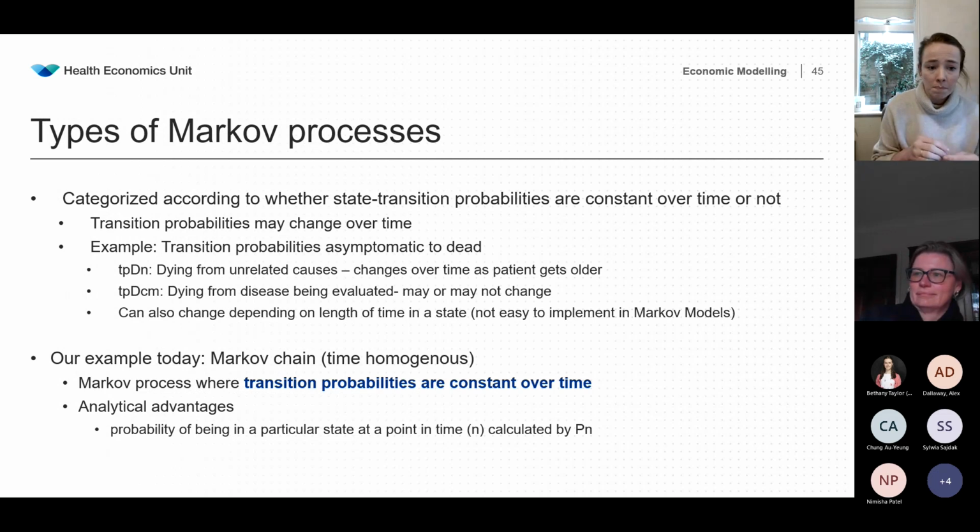Okay, so Markov models are categorized according to whether the transition state probabilities are constant over time or not.